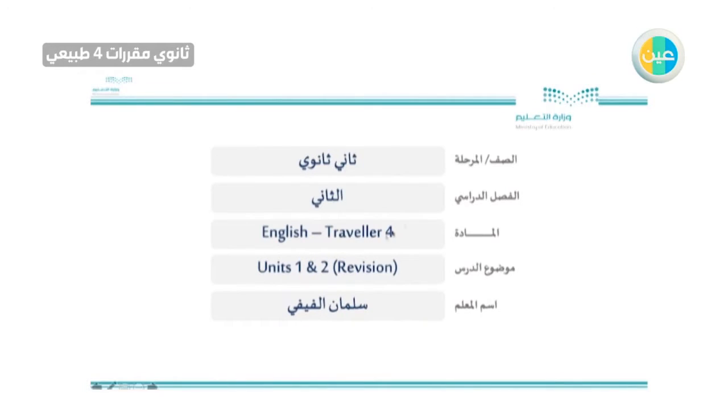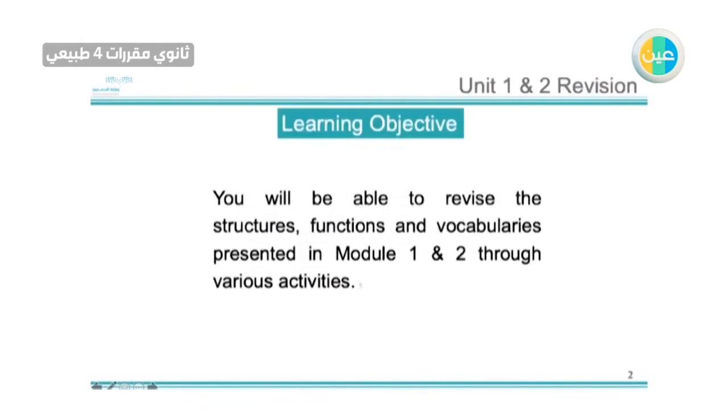Our book is Traveller 4. So we have today a revision of Unit 1 and 2. And now let's get started. The learning objective from this lesson is that you will be able to revise the structures, functions, and vocabularies presented in Module 1 and 2 through various activities. So we will have many exercises and grammar rules and a listening also. We will get through them all.